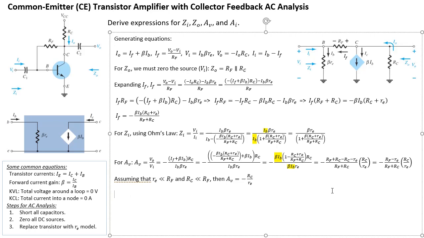All right. So for AI, that's the current gain. By definition, it's just going to be IO divided by II. So we obviously have some expressions for IO and II. For example, if you look at the top here, IO is equal to IF plus beta IB. And then furthermore, IF is all of this.